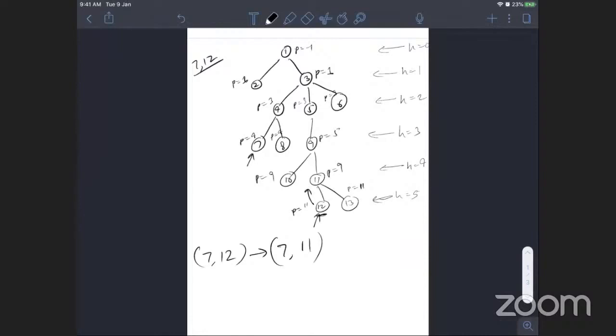Now we'll again see in 7, 11, who is the deeper one? 11 is still deeper. 11's height is 4, 7's height is 3. So we'll make him climb one more step up, and now that goes to 7, 9. Now we'll again ask, whose height is deeper?